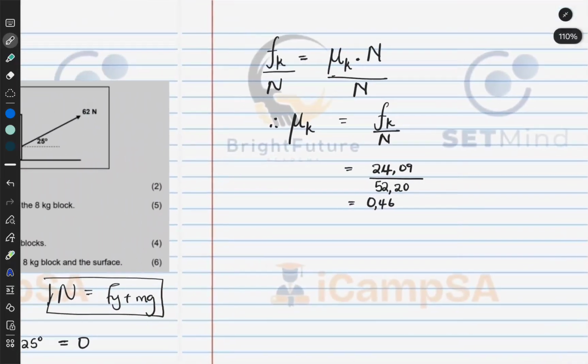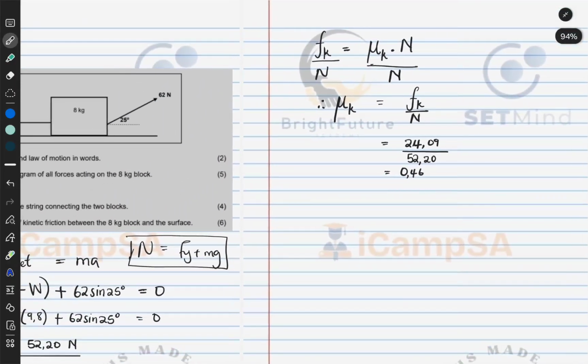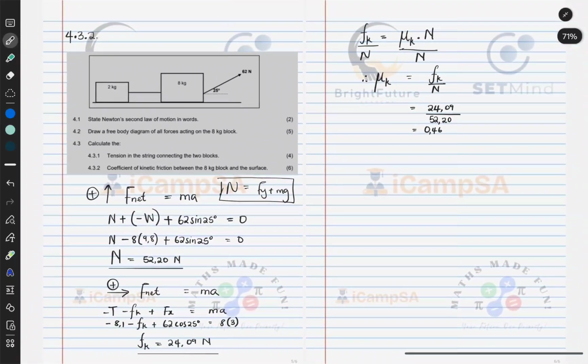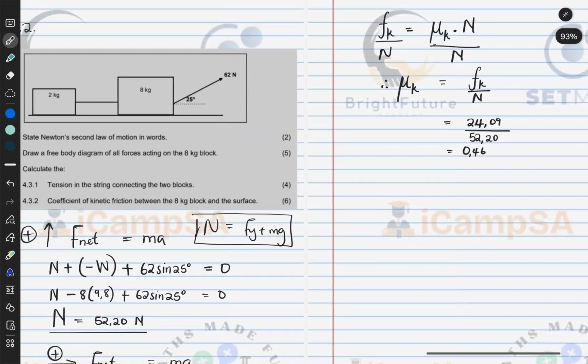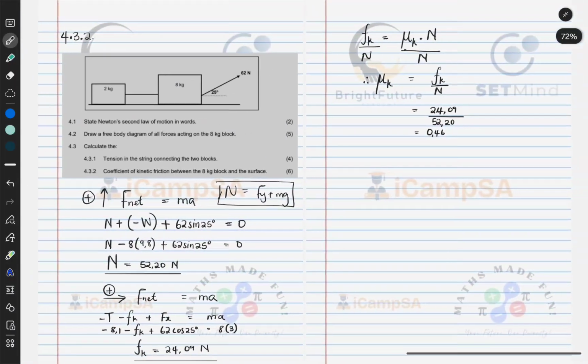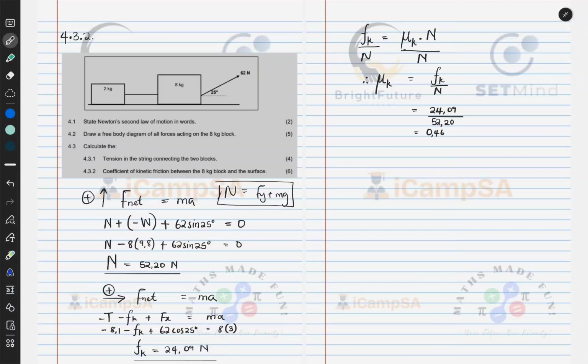So now we have that, and that's it. This is a pretty high coefficient of kinetic friction, but it makes sense because this thing doesn't even have wheels. So now that's what we will have.